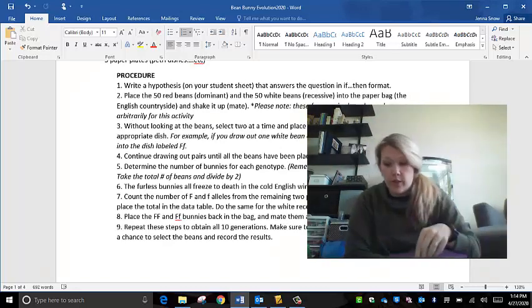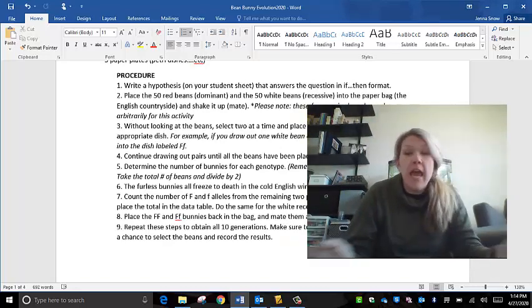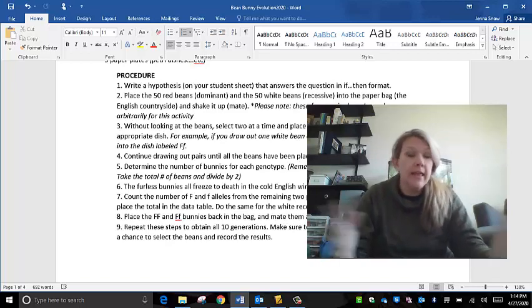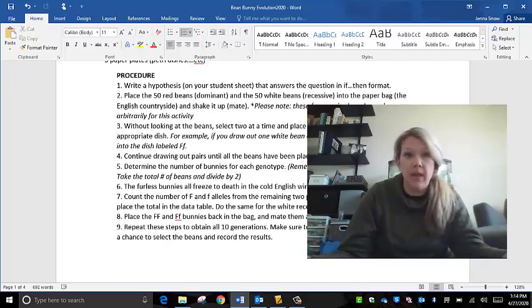Now, the other thing I want you guys to notice is that the number 50 is completely arbitrary. So this does not represent the English countryside as it is now. This is just a starting point that's been completely made up, okay?